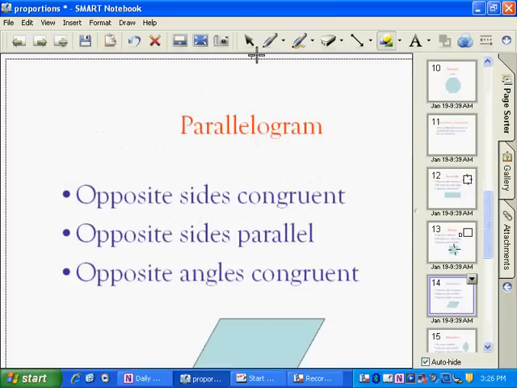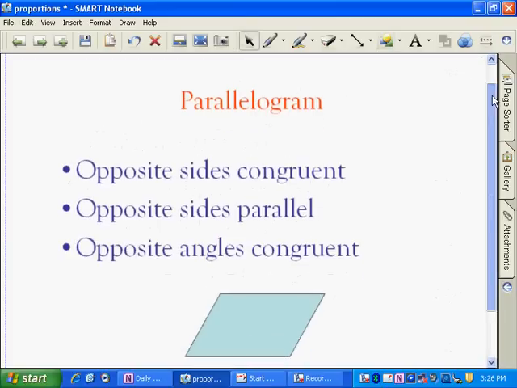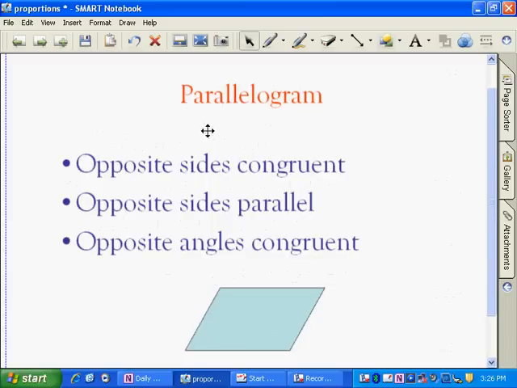We have a parallelogram. Parallelogram is a pretty broad one. It's not as specific as a square. In order to be called a parallelogram, opposite sides are congruent, meaning that opposite sides are the same length. Opposite sides are parallel. And opposite angles are congruent. So these 2 angles are the same, these 2 angles are the same.